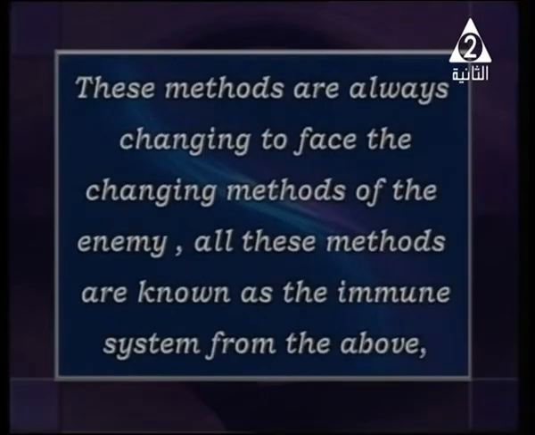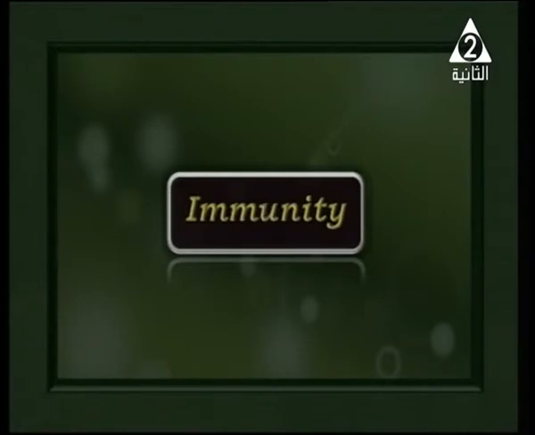These methods are always changing to face the circumstances or the environmental changes that the living organism faces. So all these methods are known as what? The immune system. Again, as we said, any living organism needs to defend itself in different ways, by running, by camouflage, by mimicry, and so on. And these methods differ from time to time.